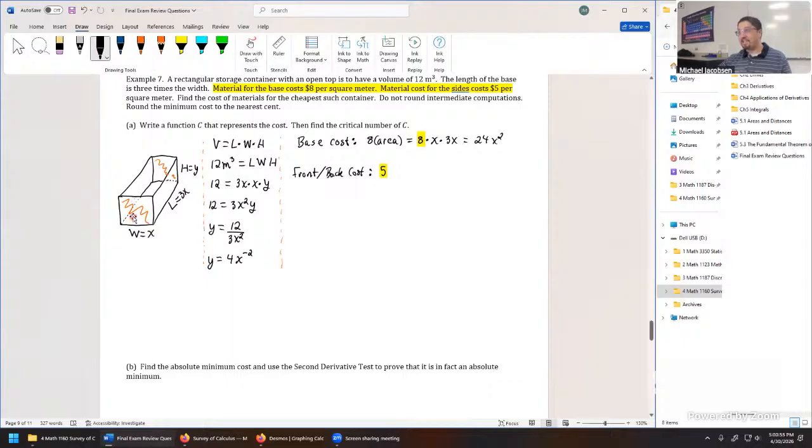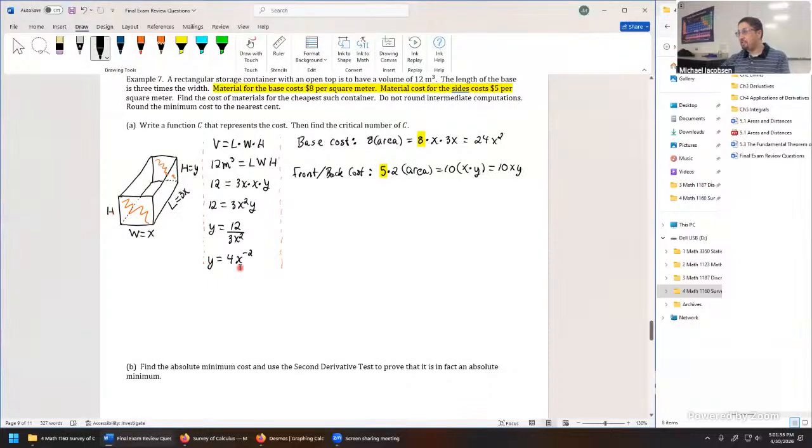But the thing that's new on this one is that there's two sides, right? The front face, the back face. So we have to go times 2. And then times area. So that's what the organization would look like for that portion there. So this becomes 10 times the area. The area is the width times the height. So here's width and height. So we can take a width x times a height. We call the height y. So it's 10xy.